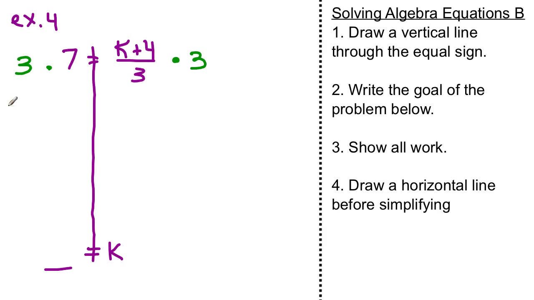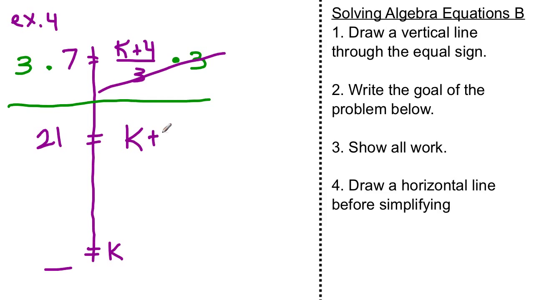Cool. And put our horizontal line. When we multiply by 3, since that's the opposite, this is going to cancel. Times 3 and divided by 3 cancel. And then over on this side, we're left with 21, 3 times 7 is 21, is equal to k plus 4. Okay, next step, we want k. We have k plus 4. We want to subtract 4 from both sides.